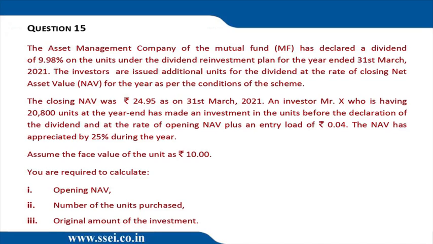An investor, Mr. X, is having 20,800 units at year end. These units are the cum dividend units, including the reinvestment amount. He has made an investment in the units before the declaration of dividend at the rate of opening NAV plus entry load of 0.04. The NAV was appreciated by 25% during the year. Assume the face value of the unit was 10. You are required to calculate opening NAV, number of units, original amount.